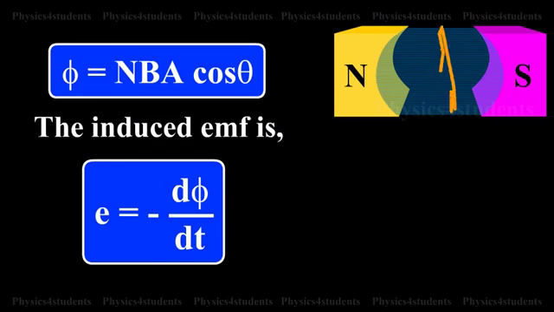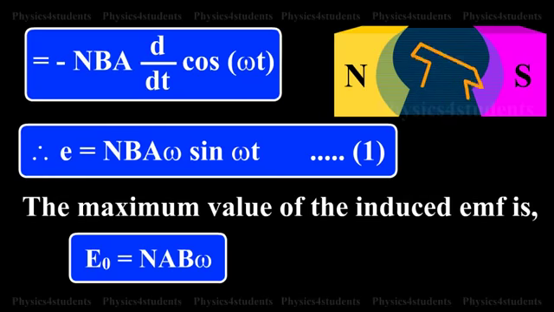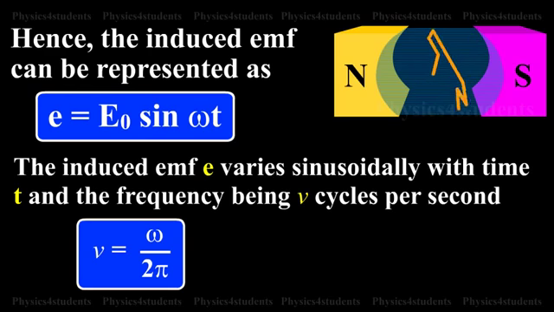The induced EMF is E equals minus d phi by dt, equals minus NBA into d by dt of cos omega t. Therefore, E is equal to NBA omega sin omega t. This is equation 1. The maximum value of the induced EMF is E naught equal to NAB omega. Hence, the induced EMF can be represented as E equals E naught sin omega t.